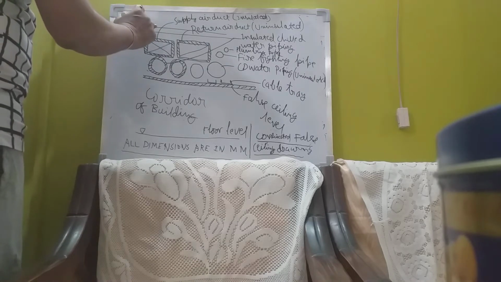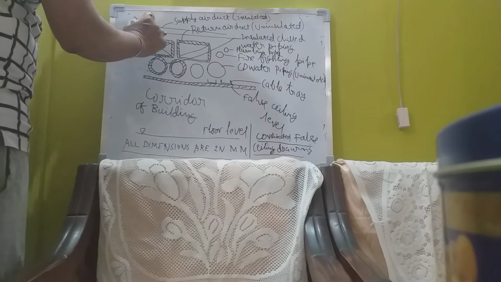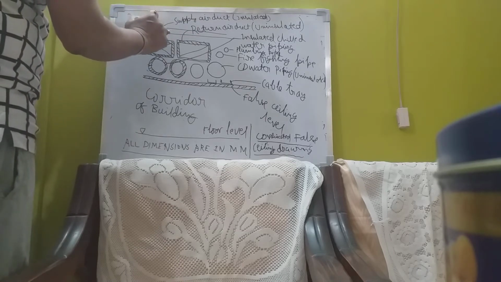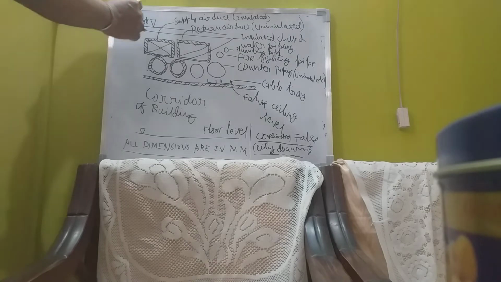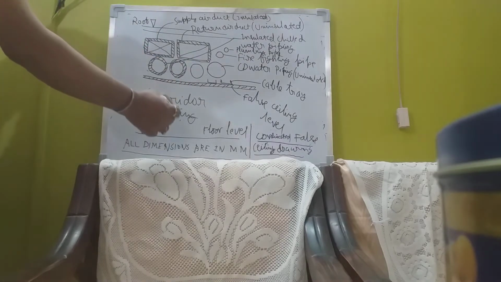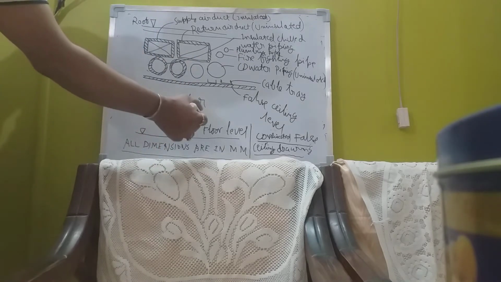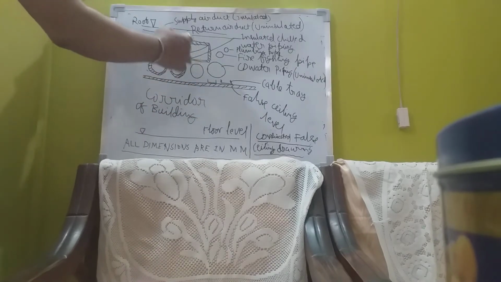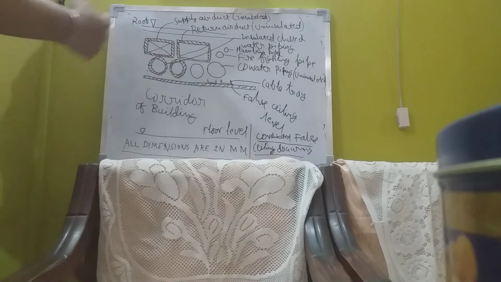If I show you like that, this is the roof level. This is false ceiling. Here is the ground level, the floor level through which you are moving. When you look up, you will see this false ceiling. You won't see all the services between the false ceiling and the roof.